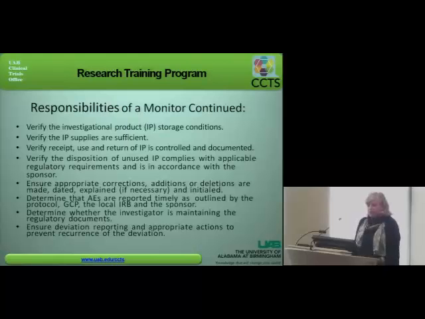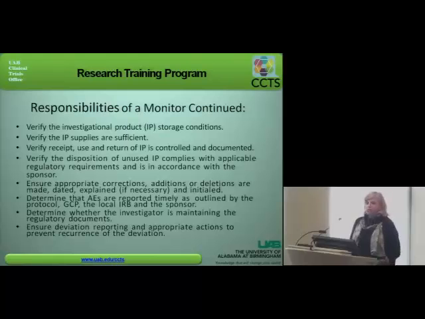They want to determine that AEs are reported in a timely manner and that they go by the protocol, your GCPs and your SOPs in your office. They want to determine whether the investigator is maintaining regulatory documents accurately. They want to ensure that any kind of deviations are reported and appropriate actions in order to prevent the reoccurrence of the action is documented.